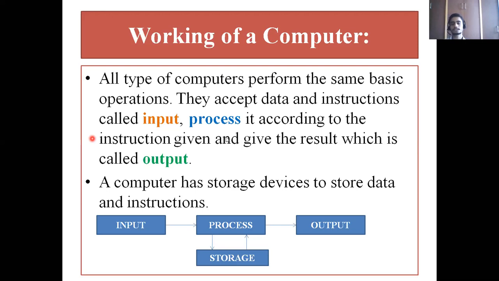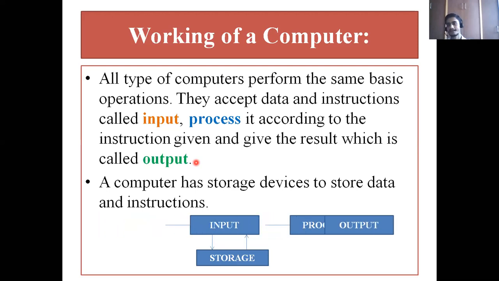Okay, so process it according to the instructions given and give the result, which is called output. And after doing the input process and after processing it according to our instructions, it will return you the specific output. Okay, so these are the three things which are performed while a computer system works. What are these three things? Input, process and output. Here you can understand first input, then process, and then lastly output.